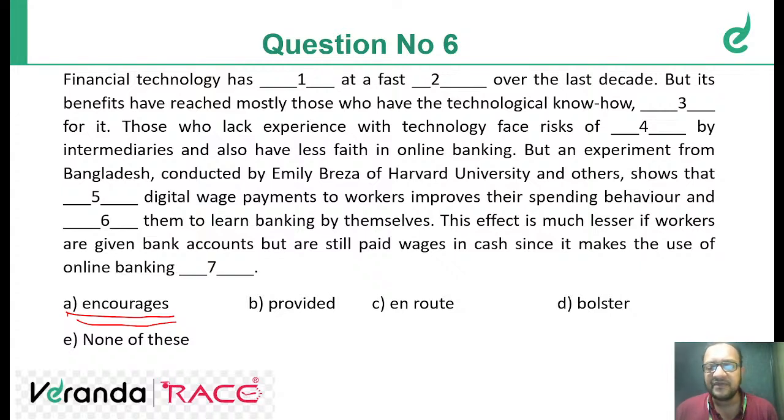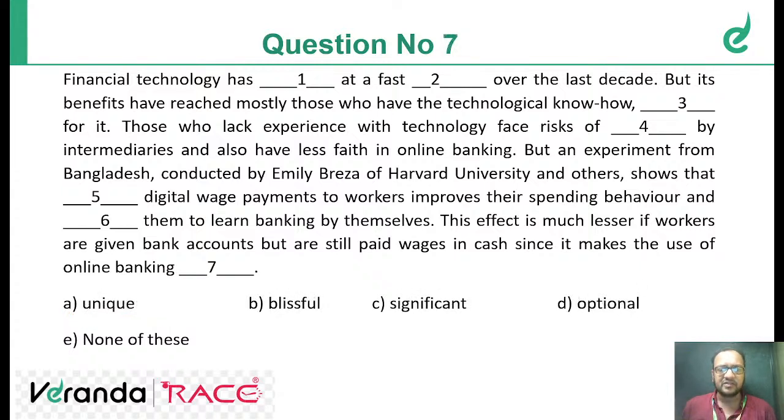Okay, this effect is much lesser if workers are given bank accounts. If not digital payments, then bank accounts. The effect is much lesser if workers are given bank accounts but are still paid wages in cash, since it makes the use of online banking dash. Let us see the options. What can be the option? That makes the use of online banking redundant, or this kind of word, which means it should be an adjective.